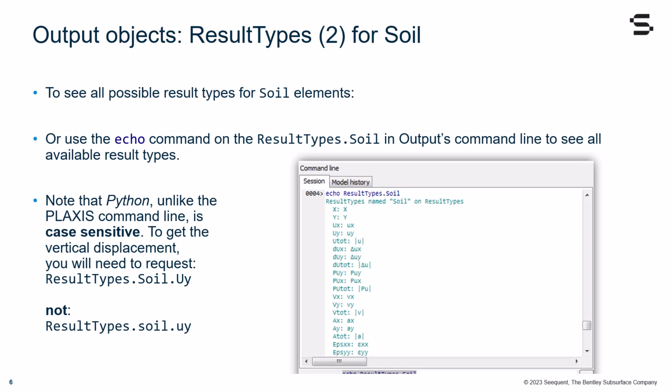Note that Python, unlike the PLAXIS command line, is case sensitive. To get the vertical displacement for PLAXIS 2D, you need to request resulttypes.soil.uy, making sure that soil is not with a small letter s, or the uy with a small letter u.